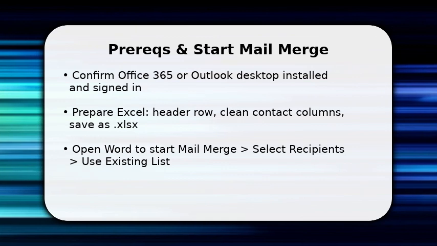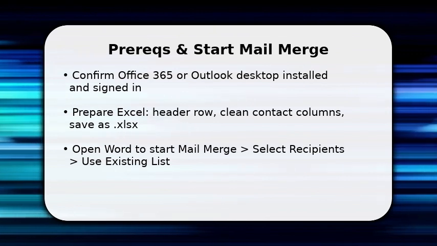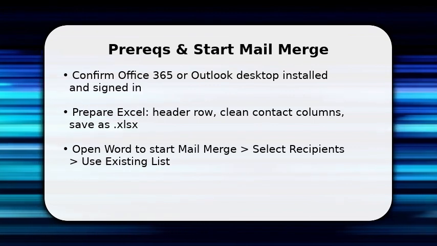Save the workbook. Now open Word and start Mail Merge, choosing Use an existing list and point to your Excel file. This links records to fields. Make sure to pick the correct sheet and table so fields align properly.